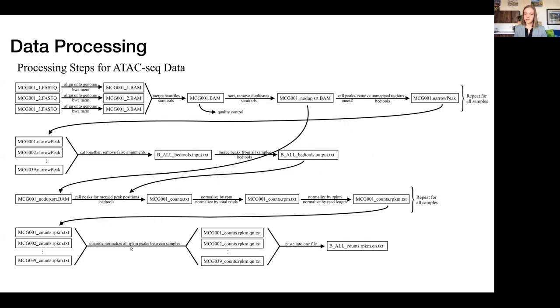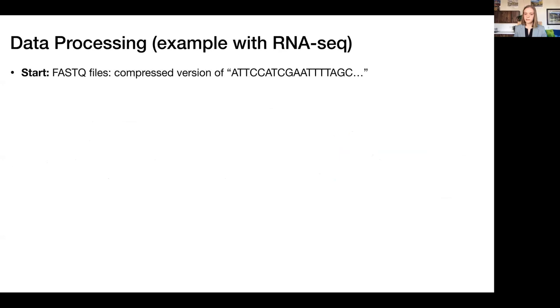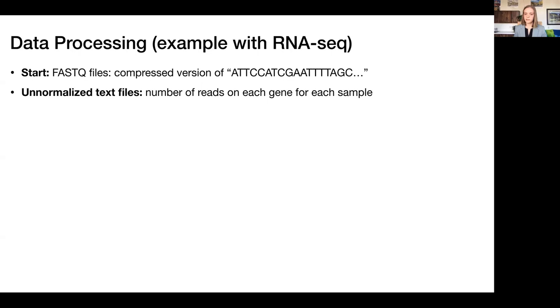And finally, I was asked to go into a little bit more detail about the data processing. So this was a figure I included in my paper, I think, and I can see why it would be sort of confusing. So I made a simplified version on this side. This is an example with RNA-seq data because it's the easiest to understand, but the process is very similar with the other types of data. When I get the data, it comes in FASTQ files, which are basically just compressed versions of ATT, CC, ATGC, and so on and so forth. So there's a lot of processing to be done. Then I run a lot of code and end up with unnormalized text files.